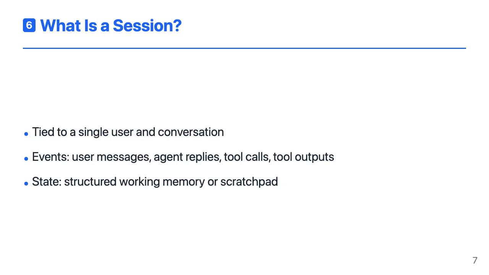A session is the container for one continuous conversation with an agent. It's tied to a specific user and acts as a chronological log of events: user inputs, agent responses, tool calls, and tool outputs. Alongside that log, there's often a state object, a structured scratchpad that tracks things like a shopping cart, intermediate calculations, or task progress. As the conversation unfolds, new events are appended and the state can be updated according to the agent's logic.